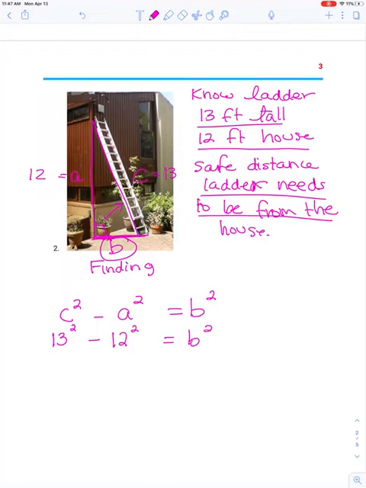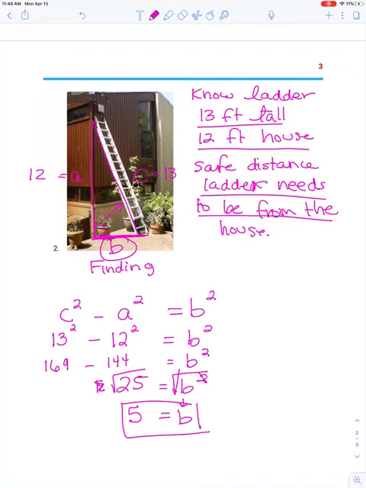Well, 13 times 13, 169, minus 12 times 12, 144, is equal to B squared. 169 minus 144 gives me 25. 25 equals B squared. Inverse operation cancels, cancels. So over here I'm isolated in my B. Square root of 25 is 5. So we would need to be 5 feet from the house.